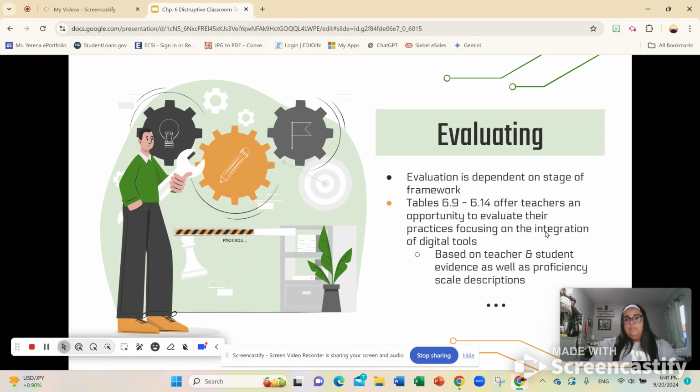So these tables are used to analyze dependent on teacher and student evidence as well as proficiency skills descriptions. So again, just encourage you to look through those and maybe even make a copy or have a hard copy somewhere, digitalized or not, so you can keep track and use as a reference.